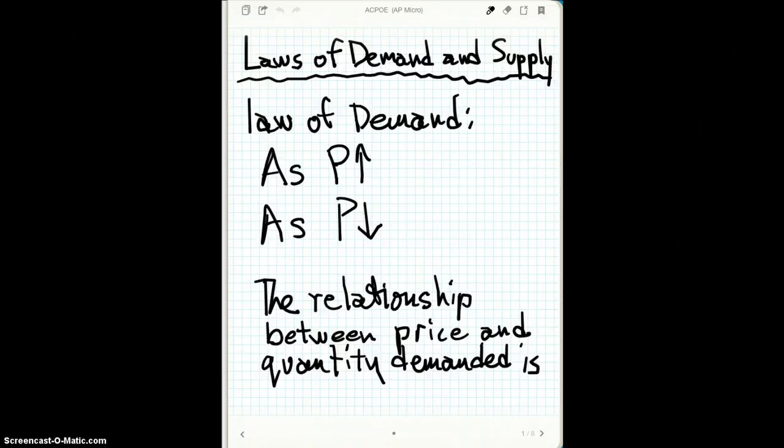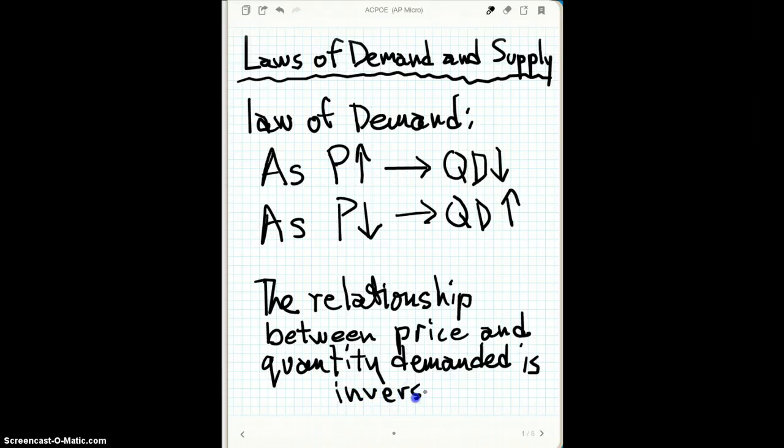This is a mini lecture on the laws of demand and supply, so let's take law of demand first. The observation is that as the price of a product or service goes up, that is followed by the quantity demanded of that good or service going down. And as the price of the product or service goes down, the quantity demanded of that good or service goes up. So the relationship between price and quantity demanded is inverse, as you can see, or indirect. As one variable moves up, the other moves down, and vice versa.